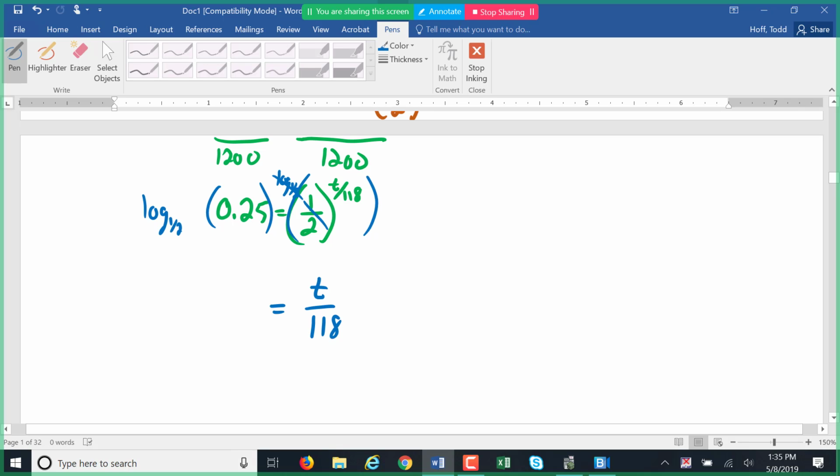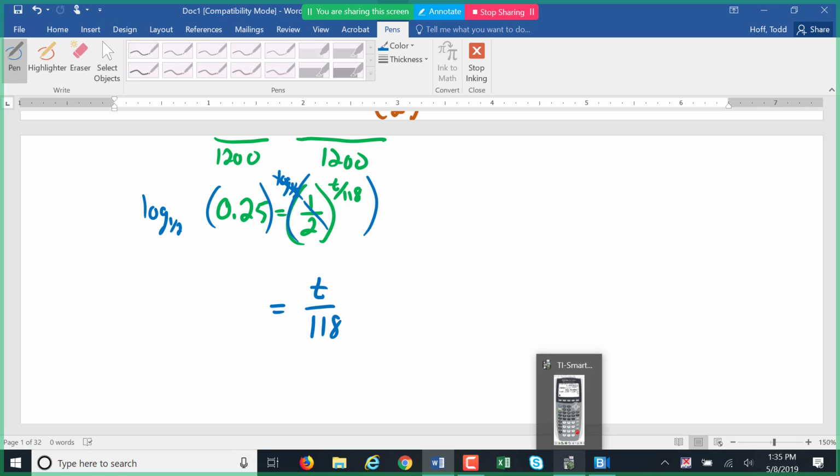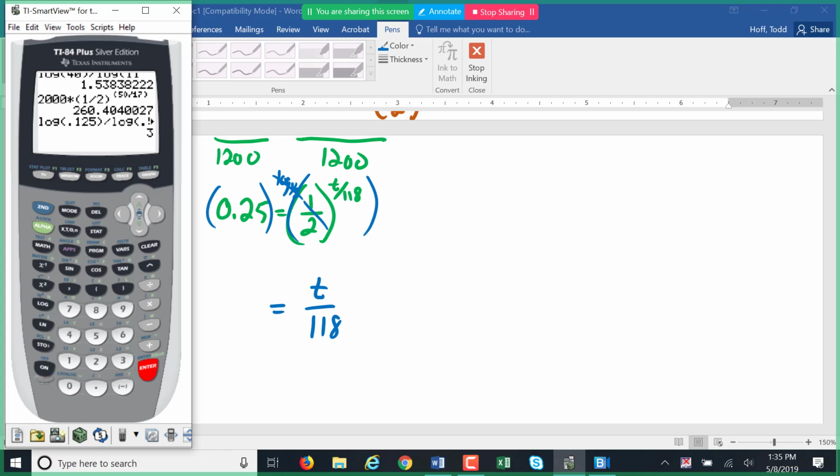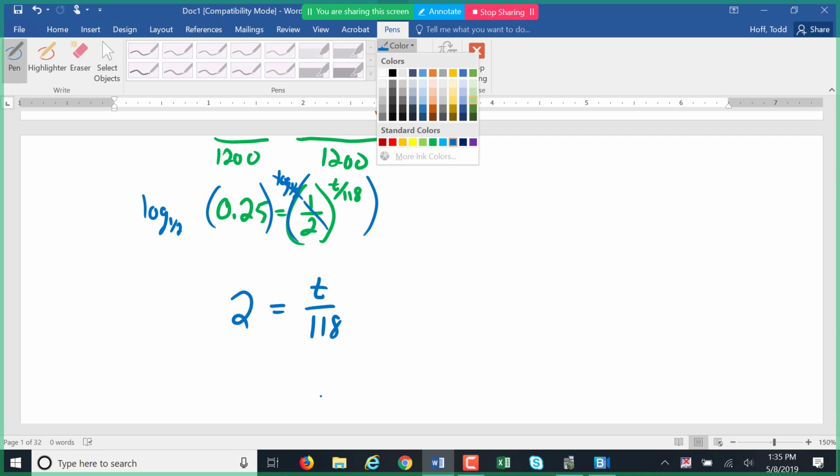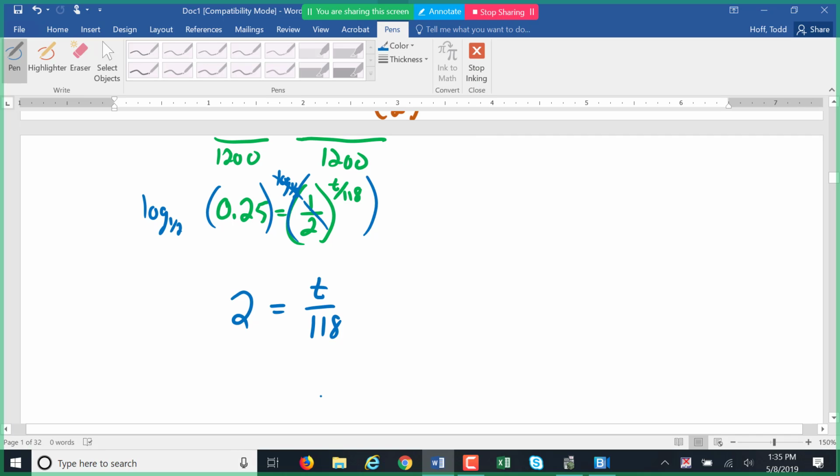On the left side, that's log of 0.25 divided by log of 0.5, which should get 2. Correct? Then what do we do? Multiply by 118. Of course, that was days, so that's 236 days is the time it would take.